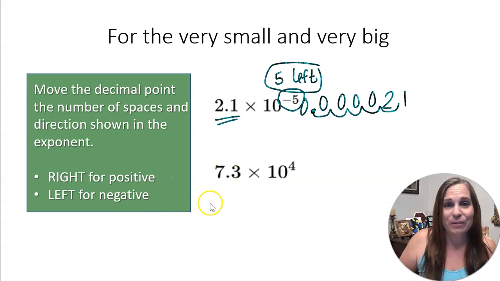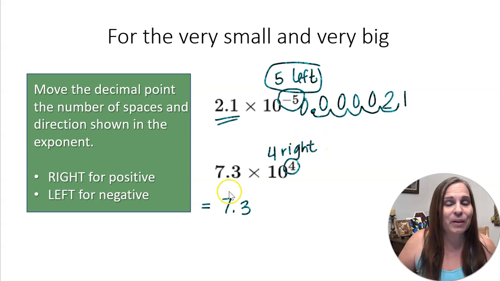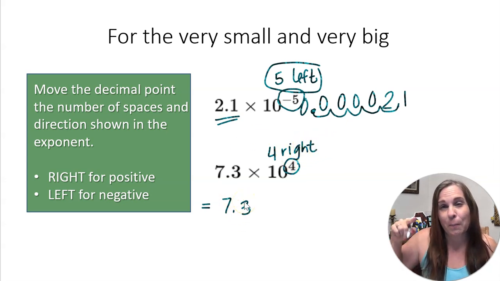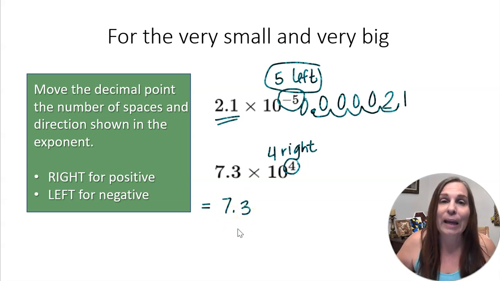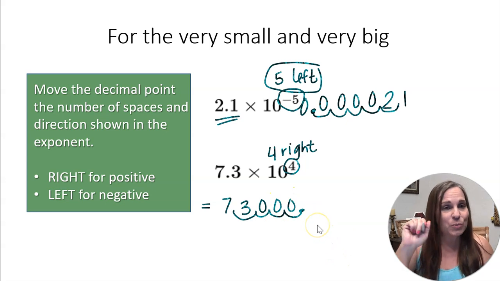Let's take a look at this one. I'm going to do this one down here. So again, I'm going to write my number. And then this 4, it's a positive 4, so that means 4 to the right. So it's getting bigger, right? If I'm going to the right, it's like I'm multiplying by 10. If I go to the left, it's like I'm dividing by 10. Or I am, not like I am, I am. So 4 to the right means 1, 2, 3, 4. And I fill in those little swoops with zeros as well.